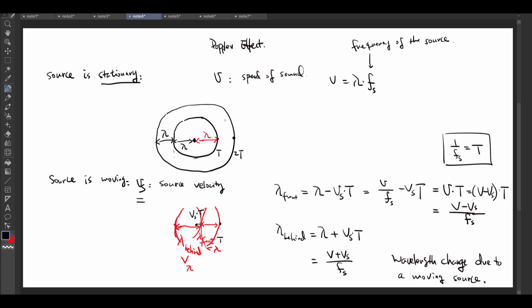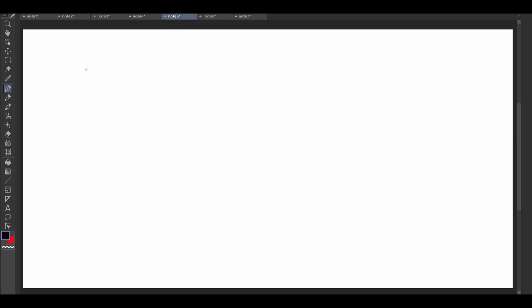Okay, so let's introduce the listener to the picture. Now let's introduce some notation here. Like before, we said that V is speed of sound in air, and let's say Vs here represents speed of the source or source velocity. Actually, let's call it the source speed.